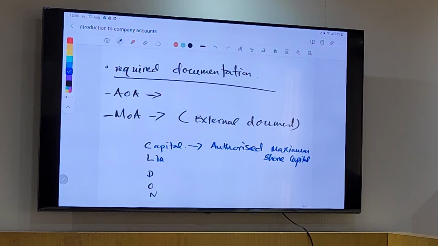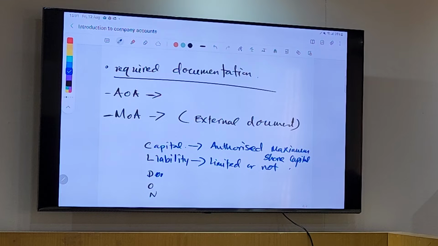Second one, share capital. Then liability: whether the liability is limited or not. If you ask me, should all companies be liability limited? The answer is no. There are companies that can still issue shares where the liability is unlimited. So liability is limited or not.